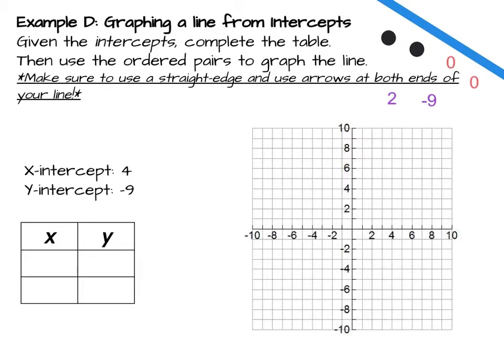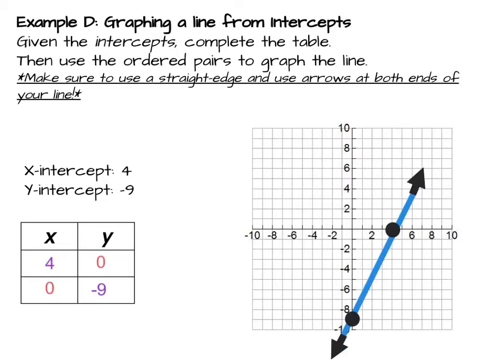Now try this example on your own. If you need help, you could ask your teacher to help you. This is what your table and graph should look like. When x is equal to 4, y is equal to 0, and when y is equal to negative 9, x is equal to 0. And your graph should look exactly like mine.